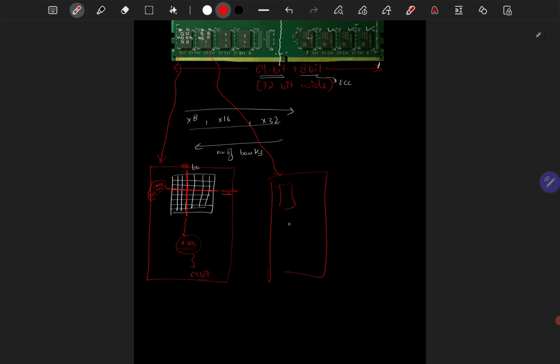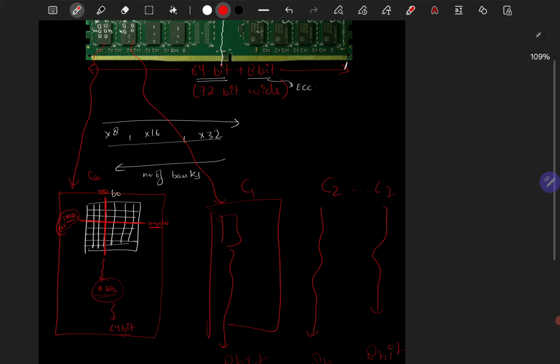So in bank 0 I will be getting 8 bits, in chip 1, in chip 0, in chip 2 I will also be getting 8 bits of data, and in chip 7 I will also be getting 8 bits of data. So together they will form 64-bit data and I will use it to send it to the CPU.